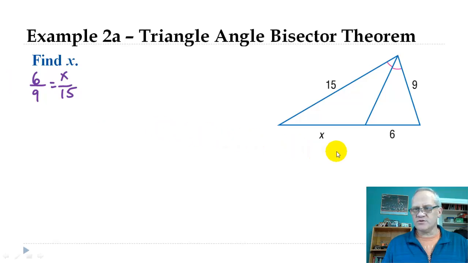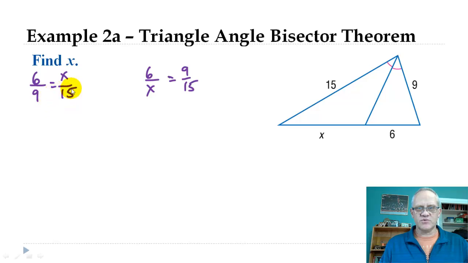You know, the other way that you could do it, again, you could have done 6 over x or x over 6, either way. Again, whatever way you do it, keep it in that same order. So if I did 6 over x, on this one I would want to do 9 over 15. Okay, so I could do it either way.